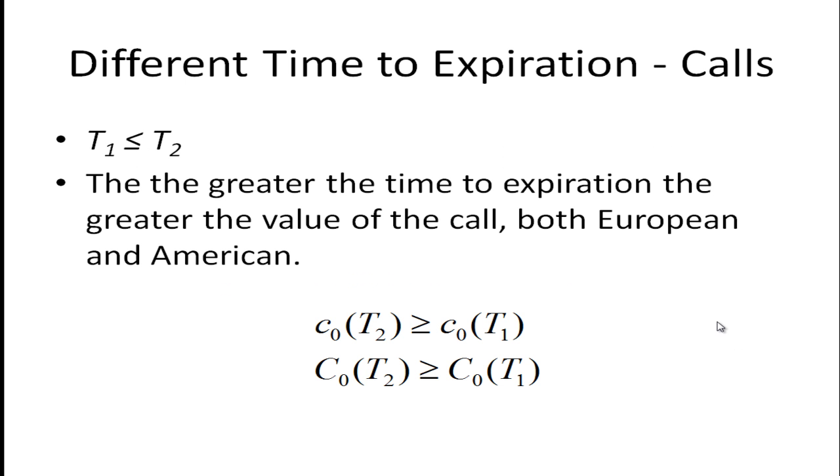All right, let's finally talk about time till the option expires. In the case of a call option, the more time there is until the option expires, the better, whether you're talking about a European or an American style call option. Here T1 is less than T2, so this might expire in 3 months and this expires in 6 months. It's going to be better to have an option that expires in 6 months than one that expires in 3 months, so that's going to be a more valuable option. It's going to be worth more.